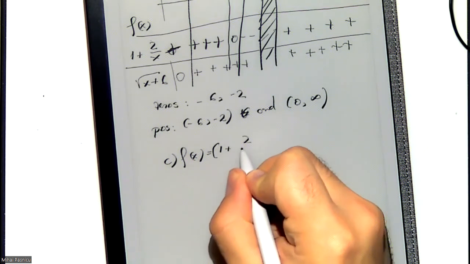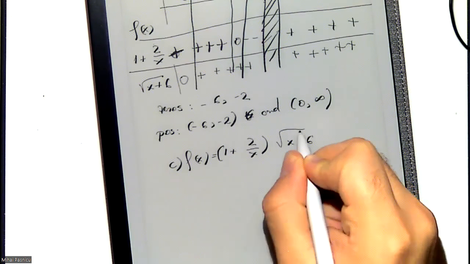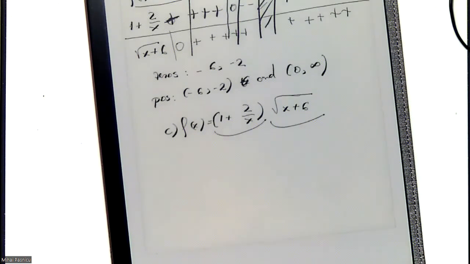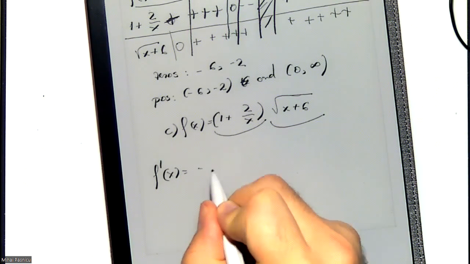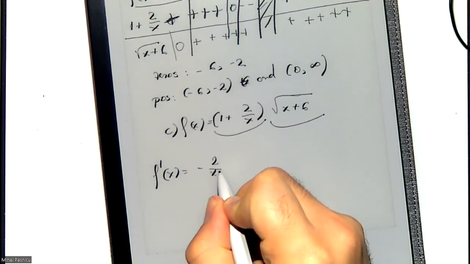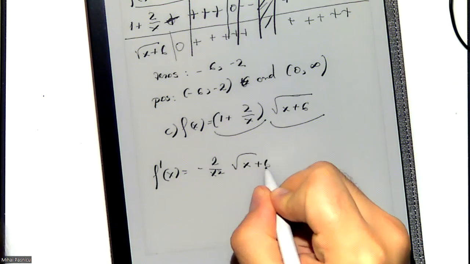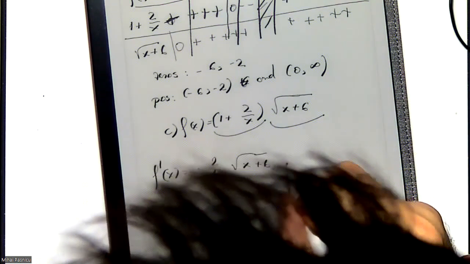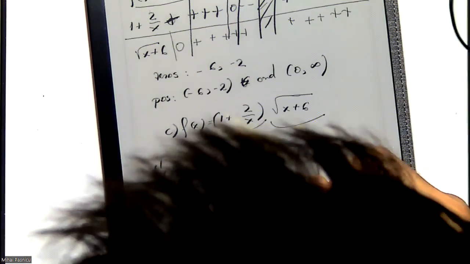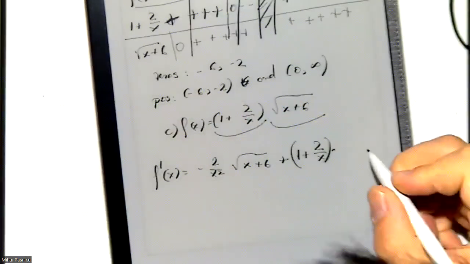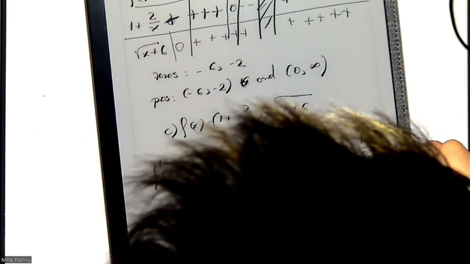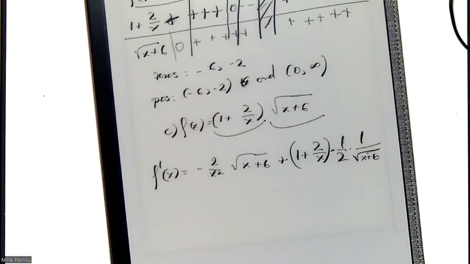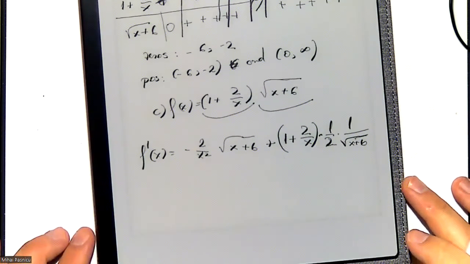So I have 1 + 2 over x, square root of x plus 6. This is a product rule. So my f prime of x is the first one's derivative, which is going to be -2 over x squared, square root of x plus 6. And then I have plus 1 + 2 over x, derivative of a half, 1 over the square root of x plus 6. I think my computation should be decently correct. I might be wrong, but hopefully I didn't mess it up that bad.